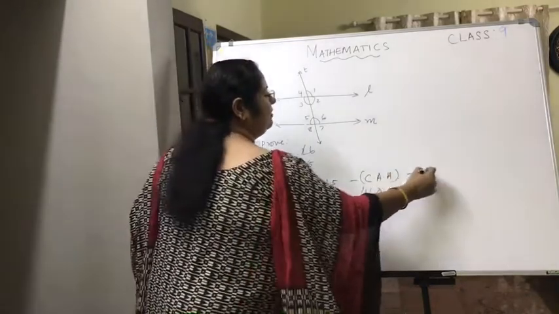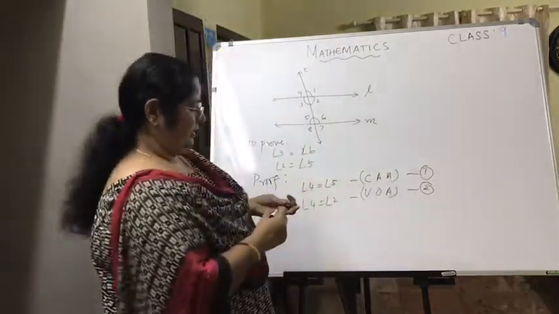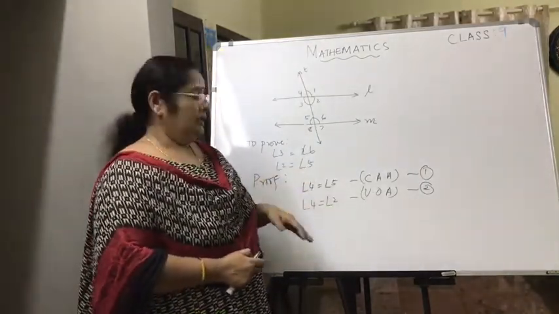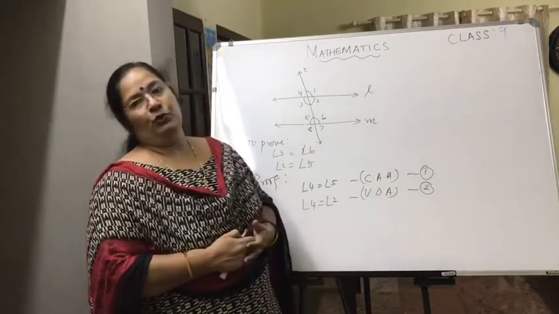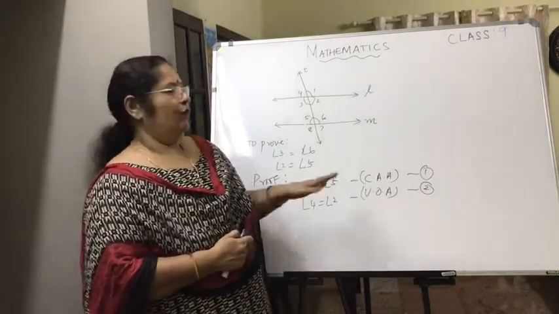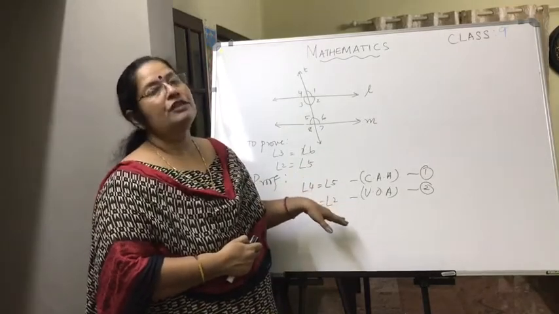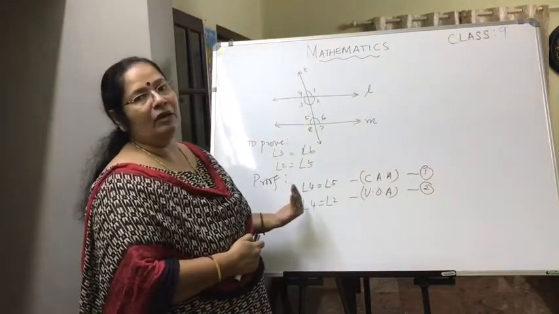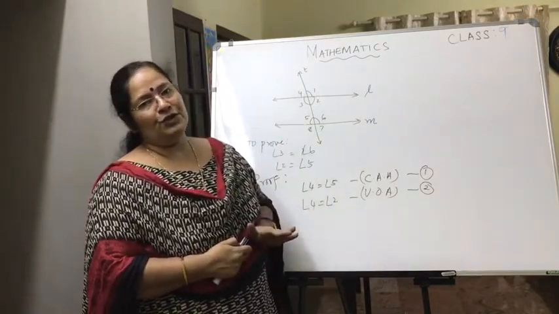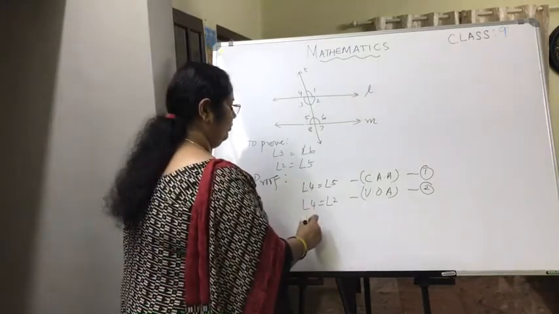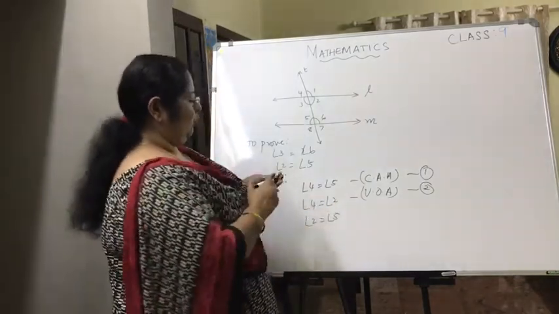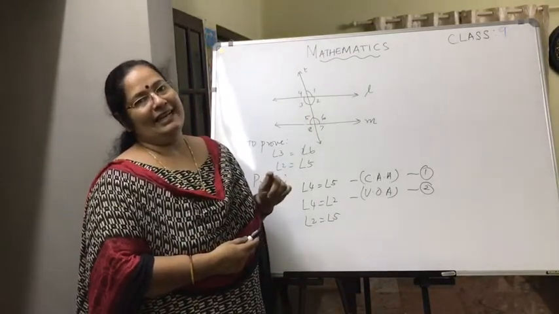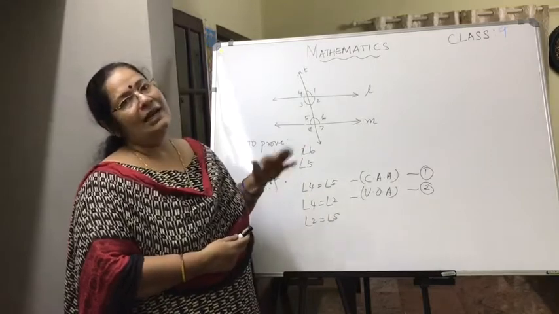So let us take this as equation 1 and this as equation 2. Now look at the two equations. Angle 4 is equal to angle 5. Angle 4 is also equal to angle 2. What does that mean? 4 is equal to 5, 4 is also equal to 2, which means 2 and 5 are also equal. The left hand side both are equal, so automatically the right hand side also should be equal. So angle 2 will be equal to angle 5. Now what are these angle 2 and angle 5? They are the alternate interior angles. So we have shown that the alternate interior angles are equal.